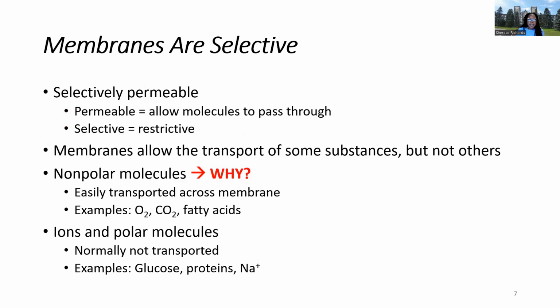Now, that selective permeability means that some things can go through, other things cannot. Nonpolar molecules will easily be able to transport through that membrane. So oxygen is nonpolar, carbon dioxide is nonpolar, fatty acids are nonpolar, and they need to be able to freely move through the membrane. Ions, polar molecules, so sodium chloride, large bulky proteins, glucose. Those things are going to need transporters in order to be able to get through the membrane.